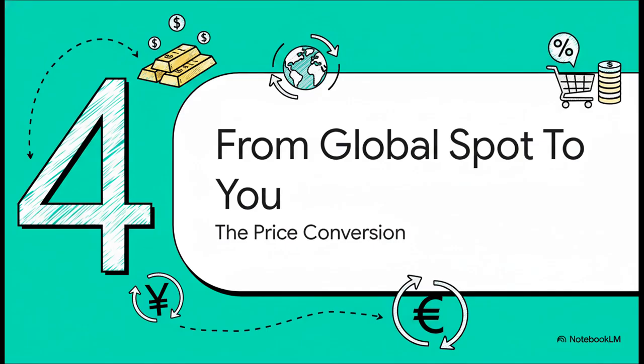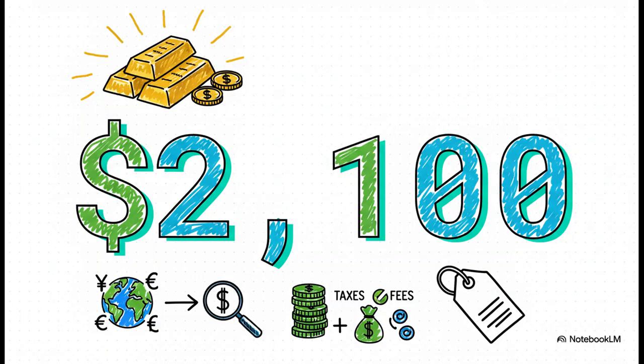Okay, so now we've got our global price. Let's shift gears and get into the math. How do we take that number, the one in US dollars, and turn it into the price you'd see in your own local currency? To make this super clear, let's use a real example. Let's just lock in a number to work with. We're going to start with a global spot price of, say, exactly 2,100 US dollars per troy ounce.